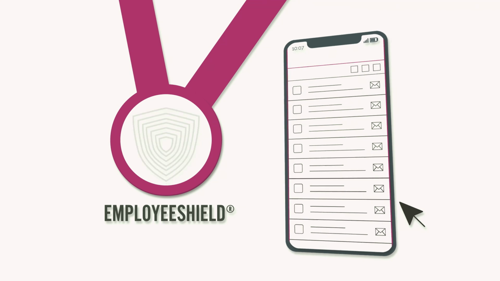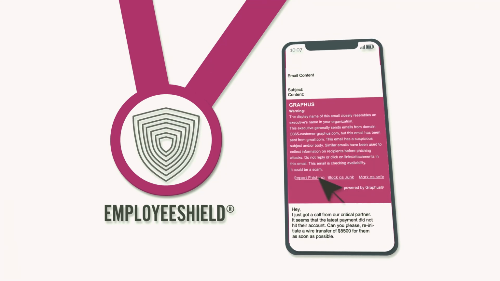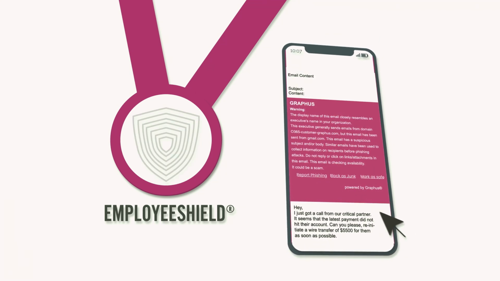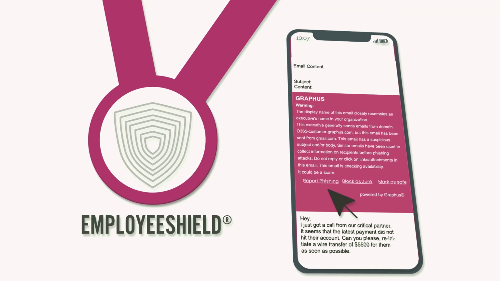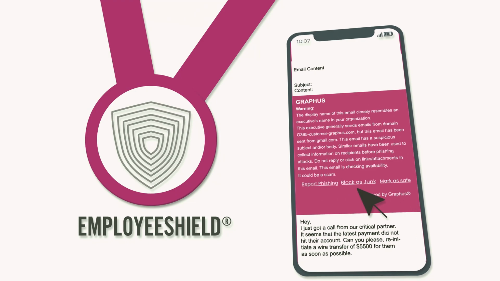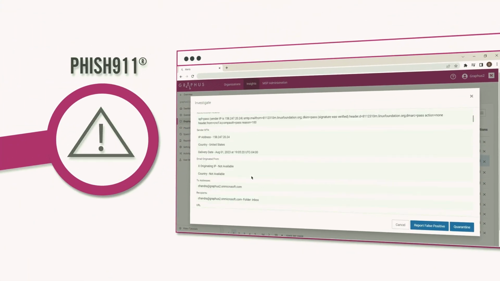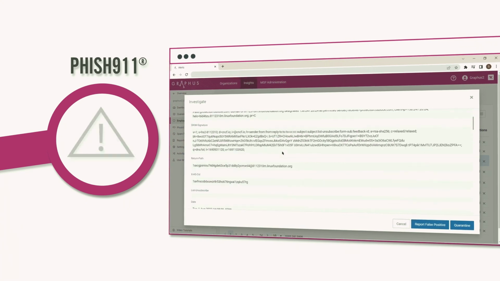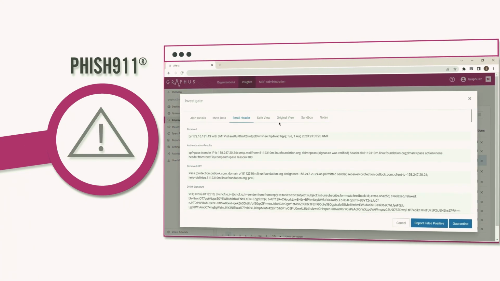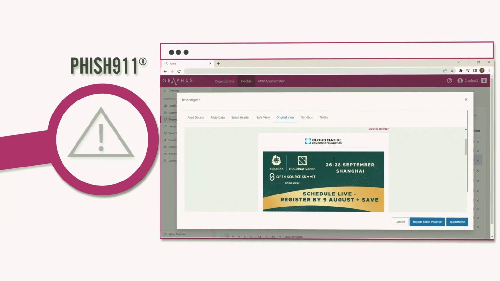Employee Shield adds an interactive banner to suspicious and unsolicited messages, encouraging users to use caution and giving them three options: report a message as phishing, block it as spam, or mark it as safe. And Phish 911 empowers employees to flag and isolate suspicious emails with one click for IT to review or investigate.